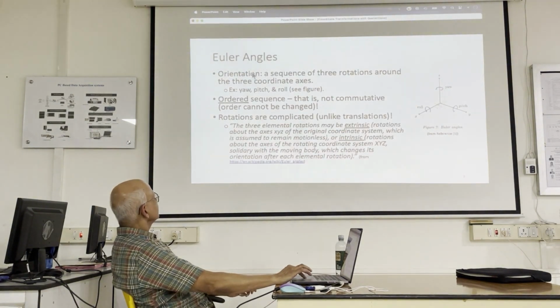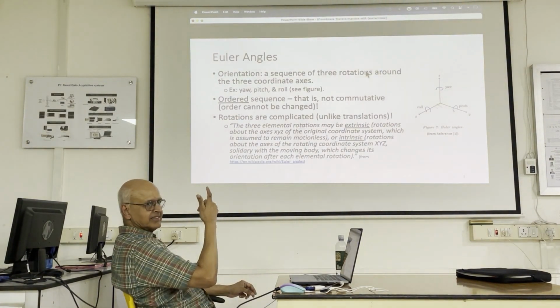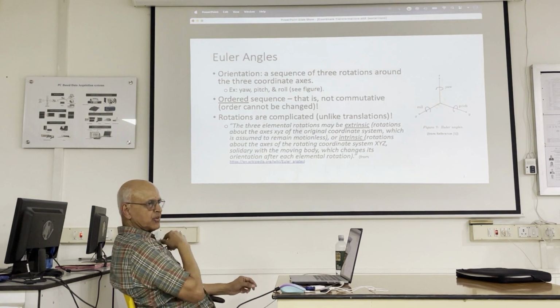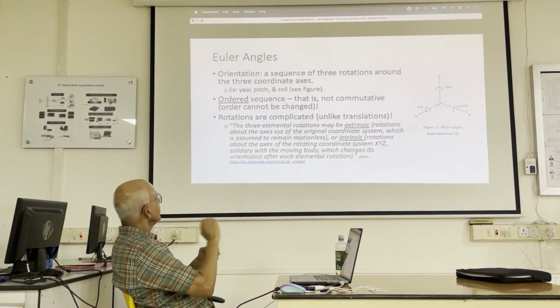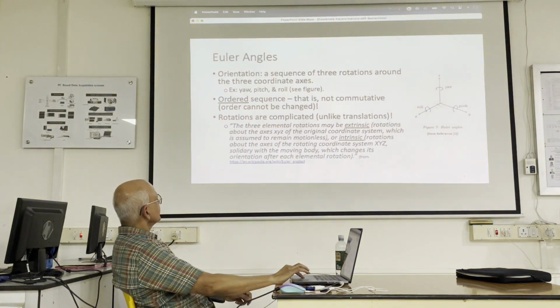So Euler angles, they represent orientation, and the sequence is important. You cannot change the order of the sequence. You can't do it in any order. It has to be done in a certain order. So a sequence of 3 rotations around the 3 coordinate axes. So here's an example. So this roll pitch yaw, I don't know whether you can see it, but there is a plane there.